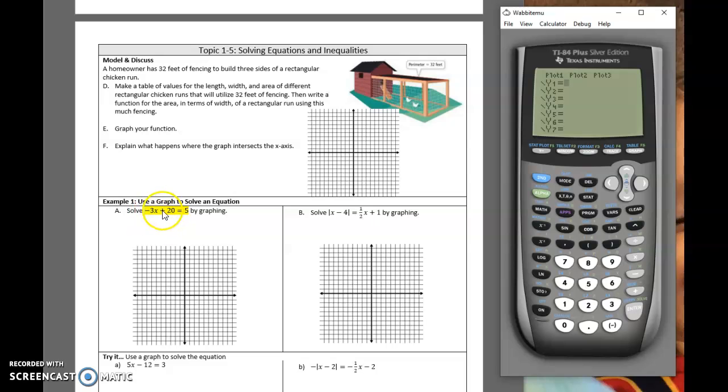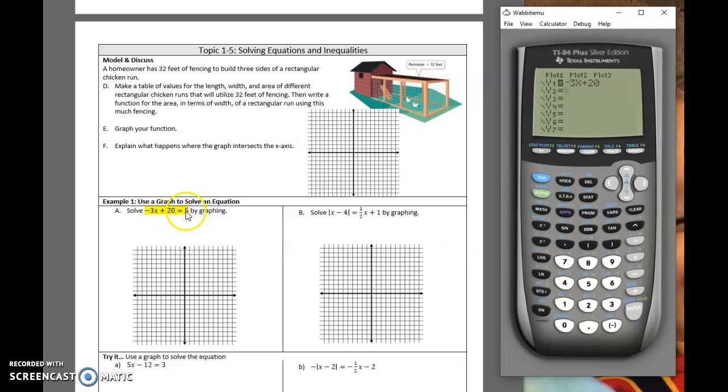So I have negative 3x plus 20. So you have to hit the negative, not the minus, the negative, and then 3, and then the x is right here, right by the green button alpha. So right here, plus 20. And then I hit enter.